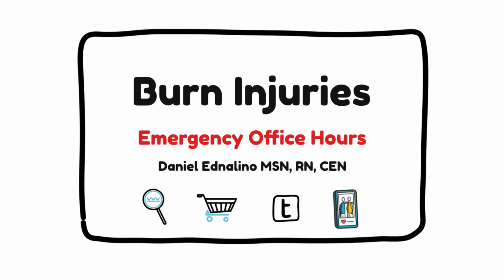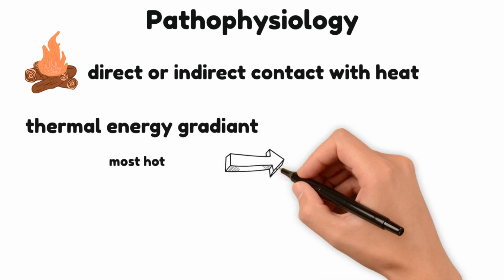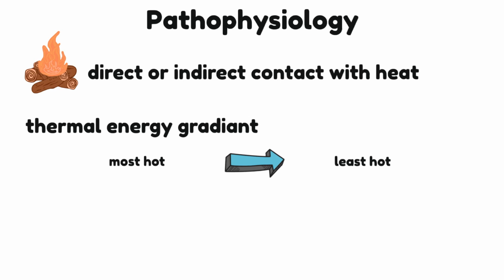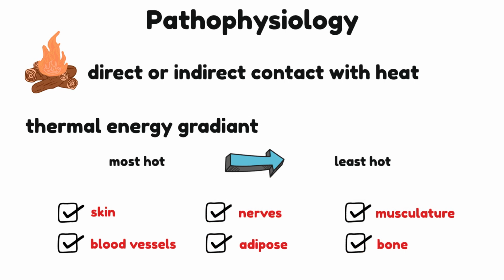Let's get started. Burn injuries occur when the skin comes into contact with heat. Because heat always moves from the gradient of most hot to least hot, that thermal energy will continue to move through the uppermost layers of skin and inward, causing progressive degrees of injury. Burn injuries can be so severe that they destroy the skin, blood vessels, nerves, adipose, musculature, and even bone.